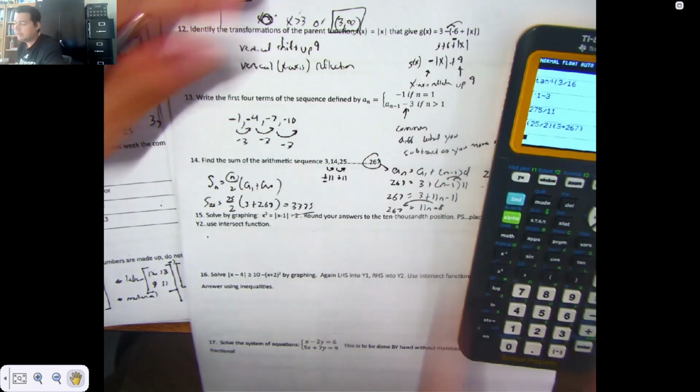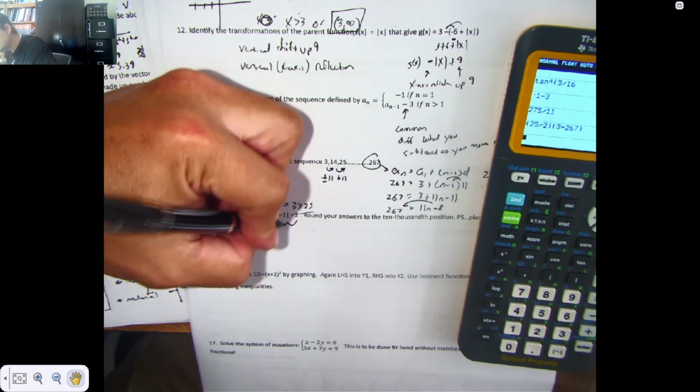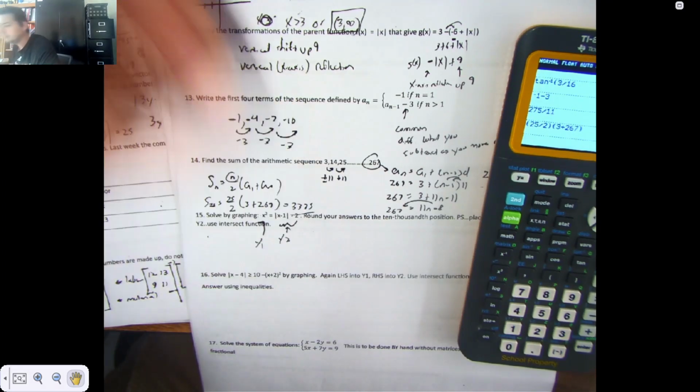All right, solve by graphing. That goes in Y1. This goes in Y2.